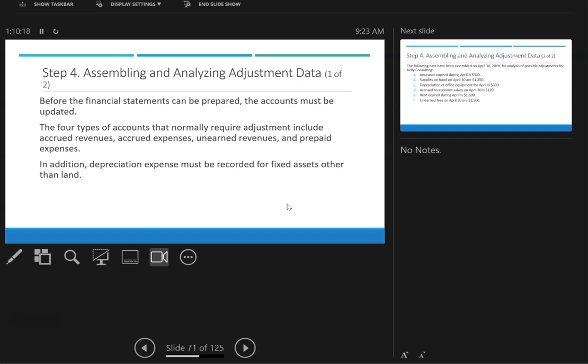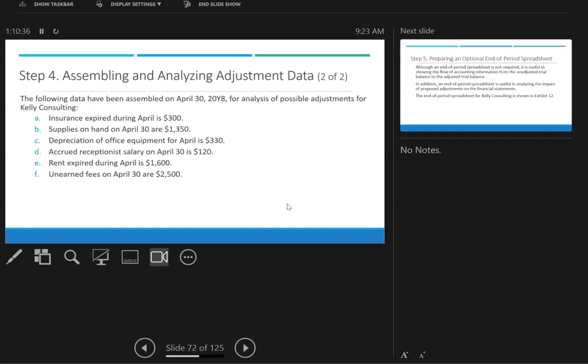Before the financial statements can be prepared, the accounts must be updated. The 4 types of accounts that normally require adjustments include accrued revenues, accrued expenses, unearned revenues, and prepaid expenses, along with depreciation we may need to look at. So we sit there and we look at various transactions we need to adjust.